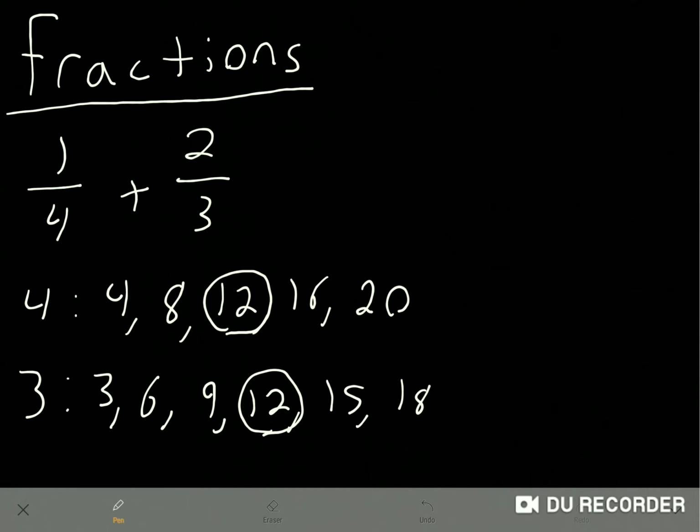So when we look at 1/4, in order to get the denominator to 12, we'll have to multiply by 3 over 3. So we're going to write that at the top up here. So 1/4 times 3 over 3 would be 3 over 12. And that's the same thing as 1/4.